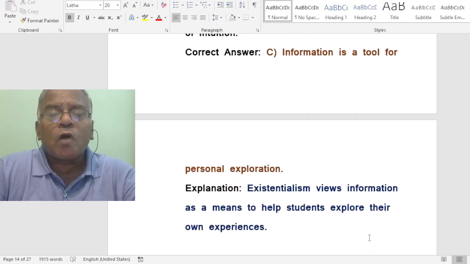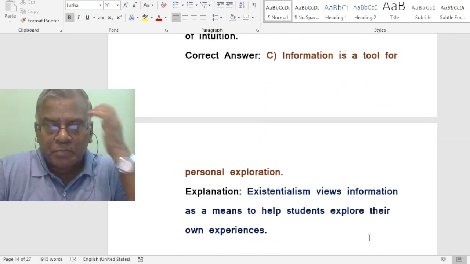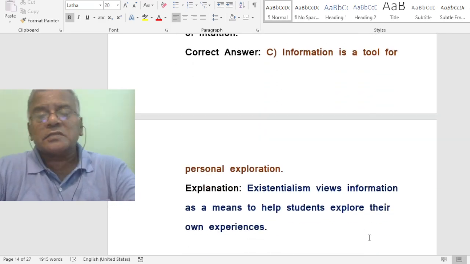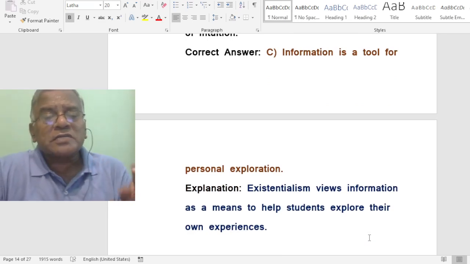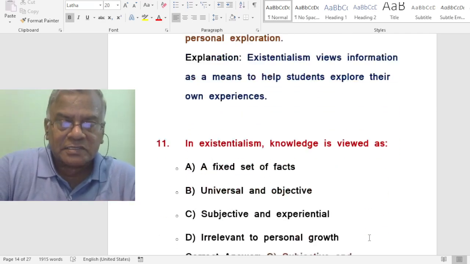Information is a tool for personal exploration. Because it's a personal freedom it talks about. So personal exploration. Existentialism views information as a means to help students explore their own experiences.